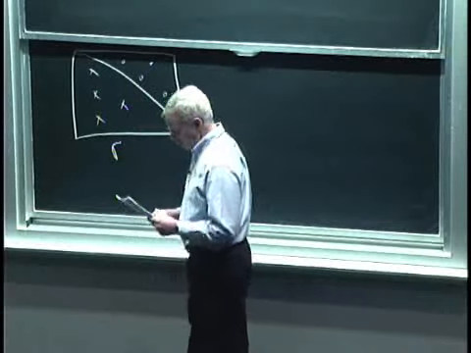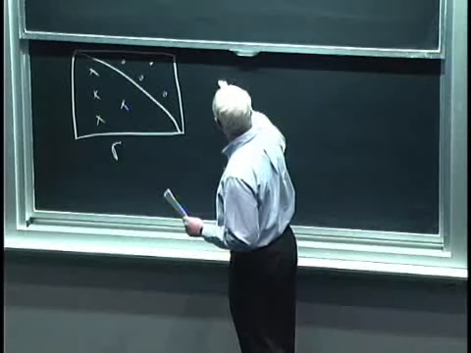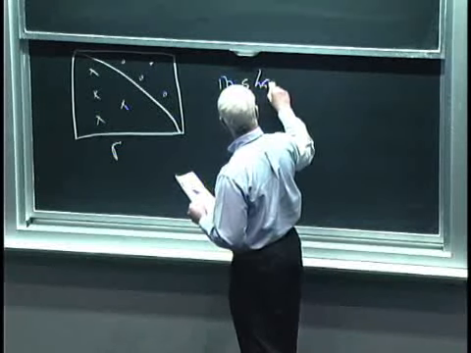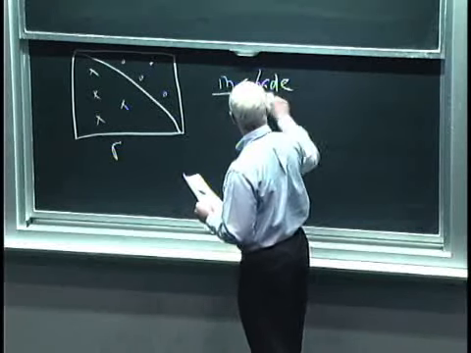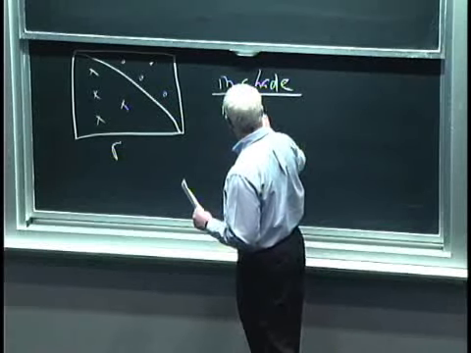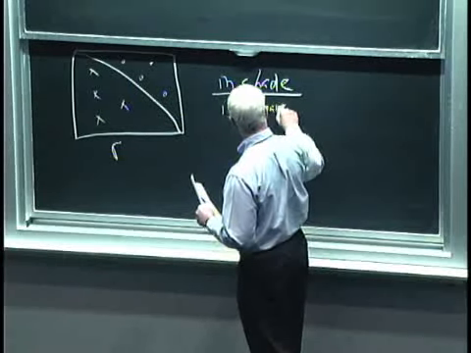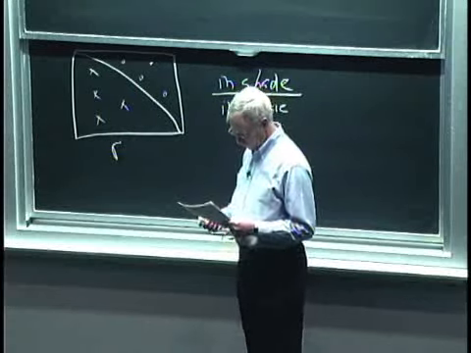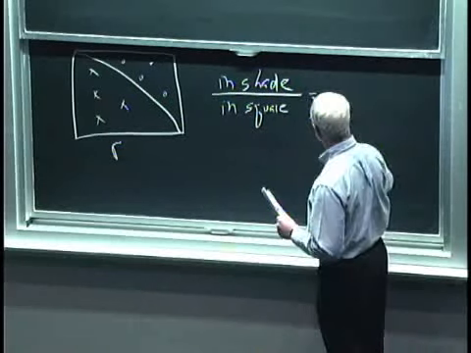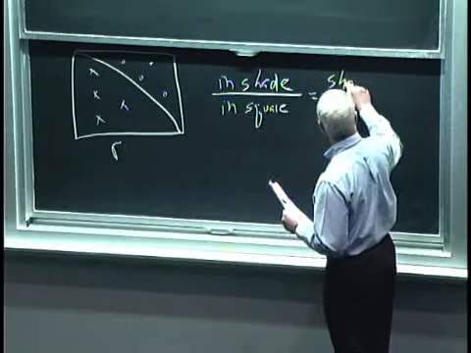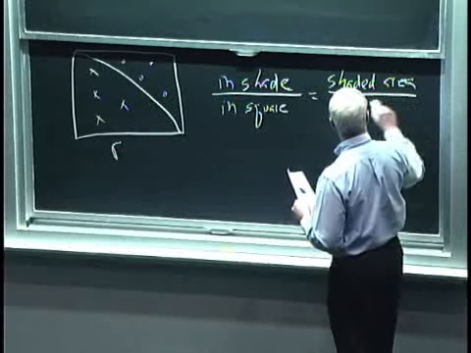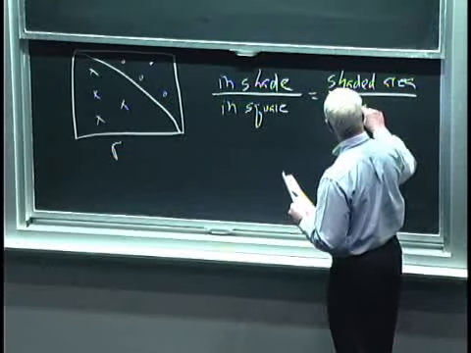And then we can look at the ratio of the darts in the shaded area divided by the total number of darts in the square. And that's equal to the shaded area divided by the area of the square.